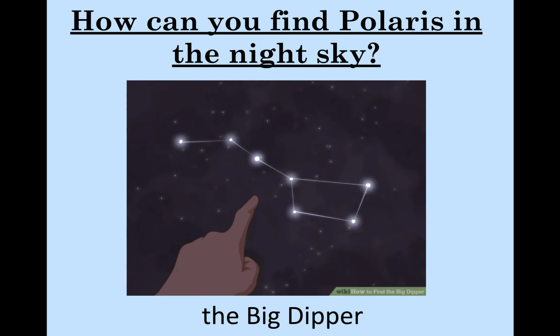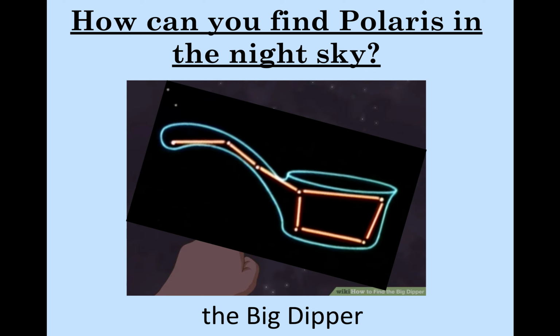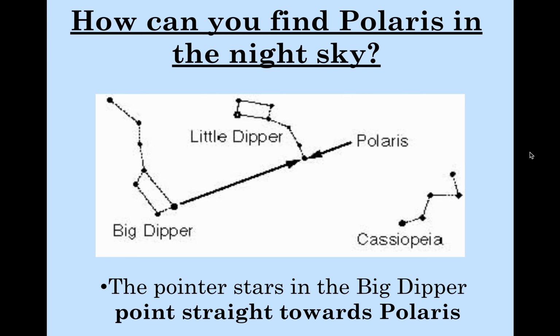The first thing that you're going to want to find is the Big Dipper. This is a constellation of stars that tend to be really bright in the nighttime sky. They make a shape that kind of reminds me of a big spoon or a saucepan. Once you've found the Big Dipper, at the end of the spoon, we have what we call two pointer stars. And those pointer stars point straight towards the star Polaris, which is at the handle of the Little Dipper.